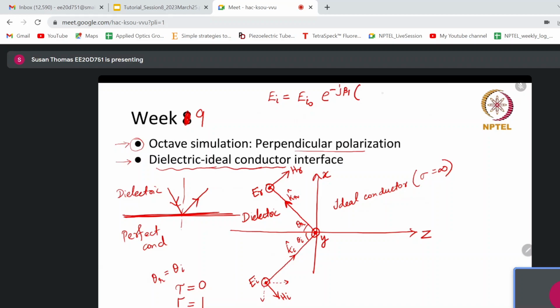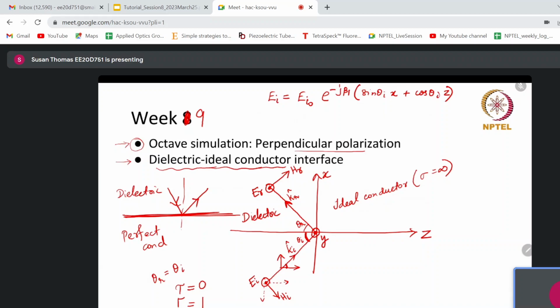Okay, e raised to minus j beta 1 into, now let's see this ki vector. So we are going to represent the ki vector. The ki vector can be resolved into two components, that is plus x and plus z component. So how do we write it? If this is theta I, then this is also theta I. So cos theta I component is z. So sine theta I into x plus cos theta I into z. So that is your wave vector.